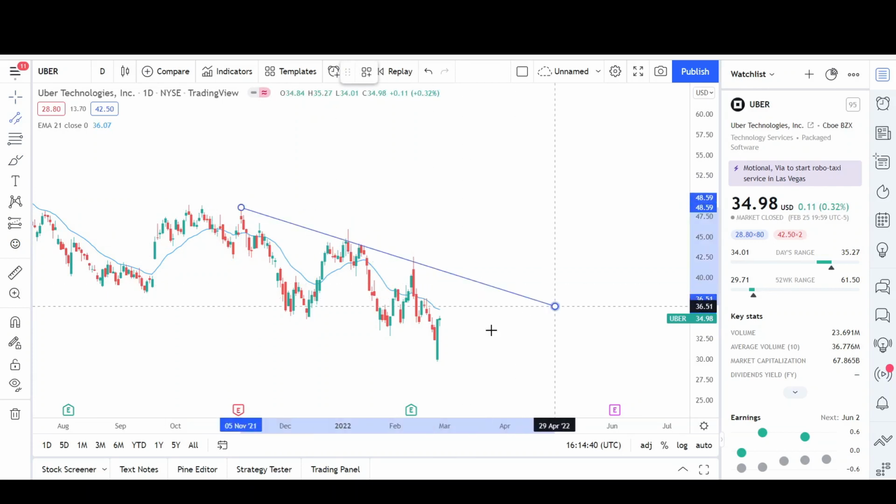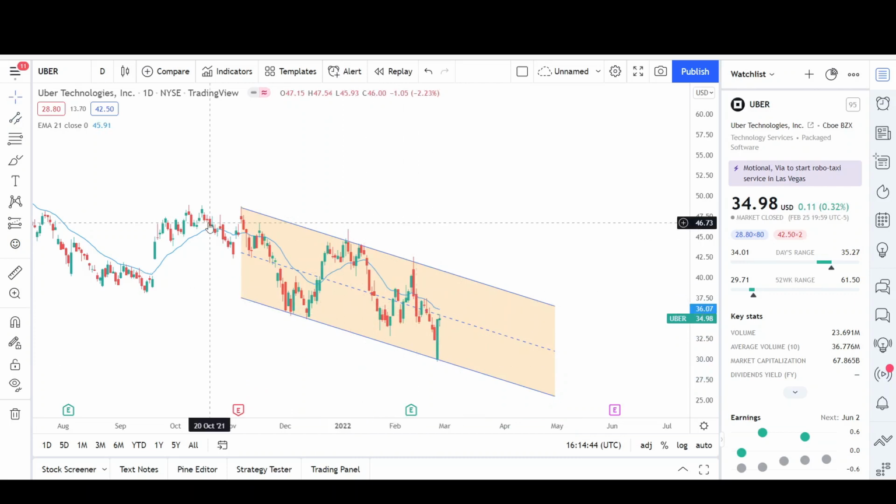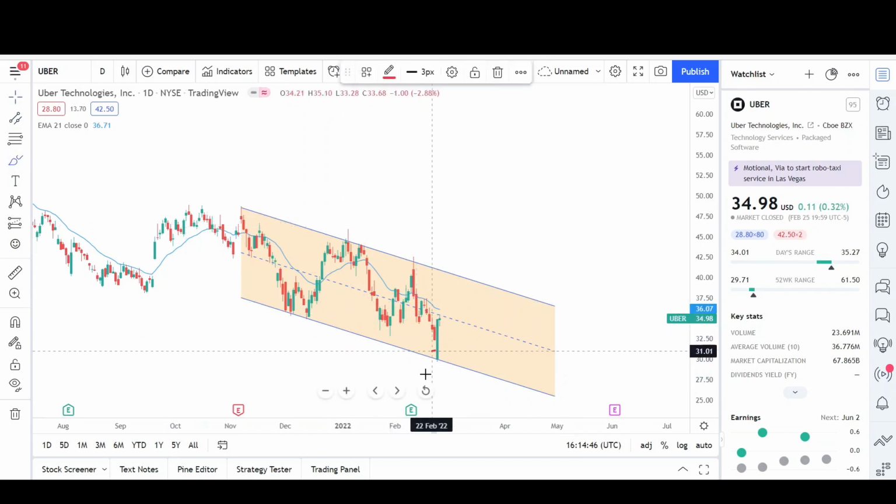So we had a lot of touches right there. We got a lot of touches right there. So this channel is working pretty nicely. So we did bounce from support. So where are we most likely going? We're probably going to go back up to resistance.